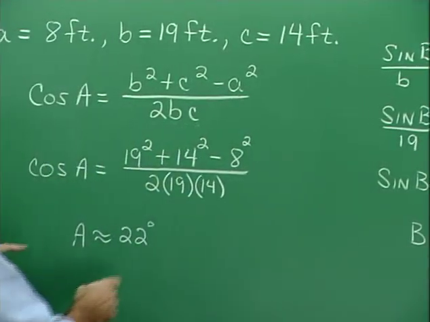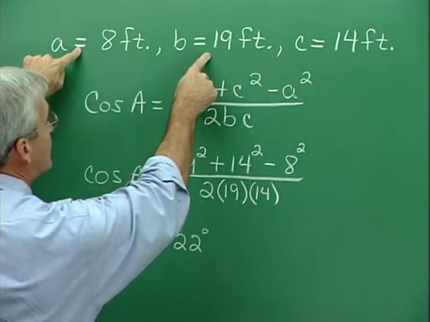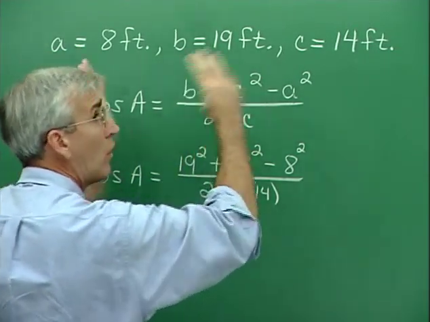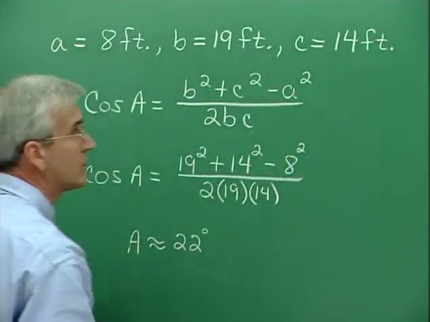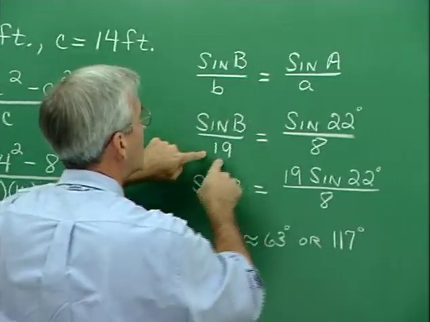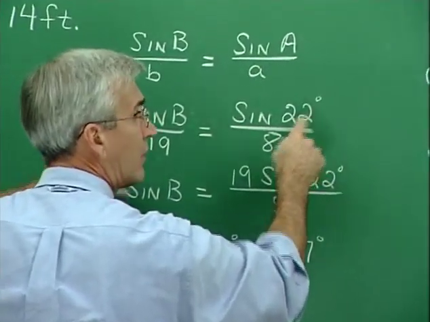Let's see how that would work. Well, we have this angle side opposite pair, so we need the other angles involved. Let's find angle B. So it would be sine B over B equals this angle side opposite pair that we already have. So it's sine B over 19, and then angle side opposite pair. Now we figured this to be 22 degrees.